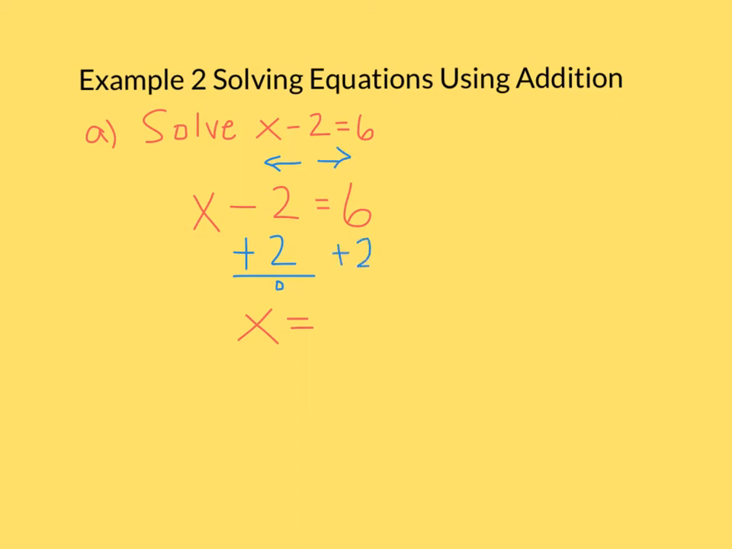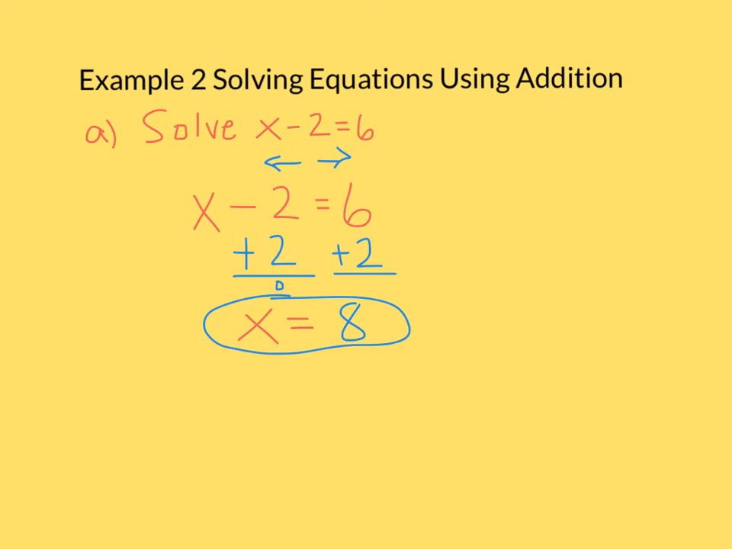So I'm going to add 2 over here to that 6. 6 plus 2 gives me 8. So what I have found out is that x in this situation equals 8. We always expect you to do a check to make sure that you're doing it correctly. So your check is very simple.